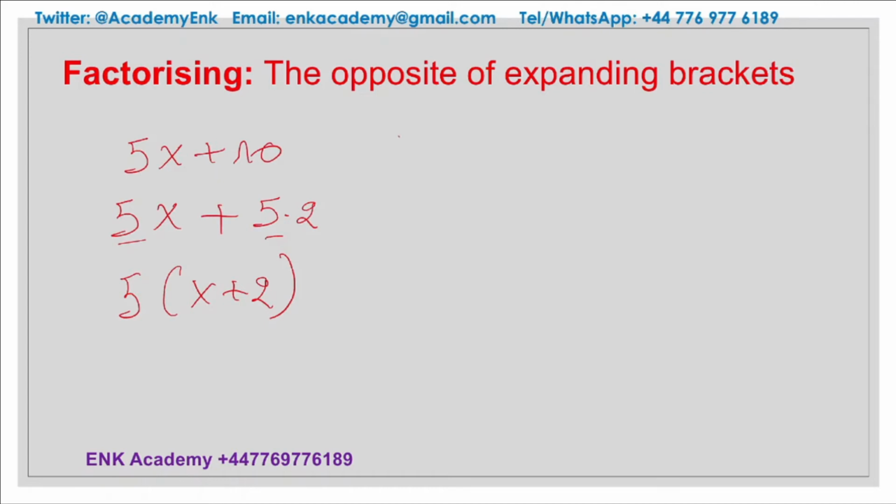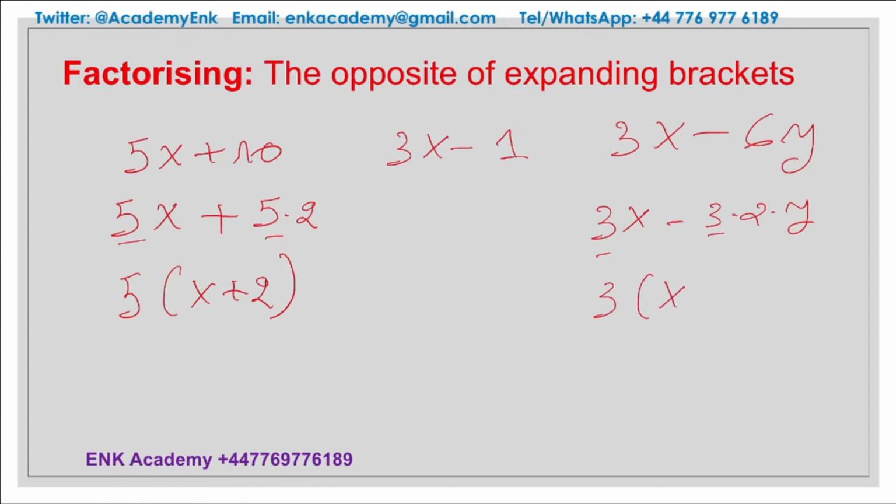If you are given 3x minus 1, we have 3x and minus 1. There is no common factor between those two terms, and therefore this expression cannot be factorized. But if we have 3x minus 6y, we can write 3x minus 3 times 2 times y, and we have 3 as a common factor, so we have 3 times (x minus 2y). This is the factorized expression.